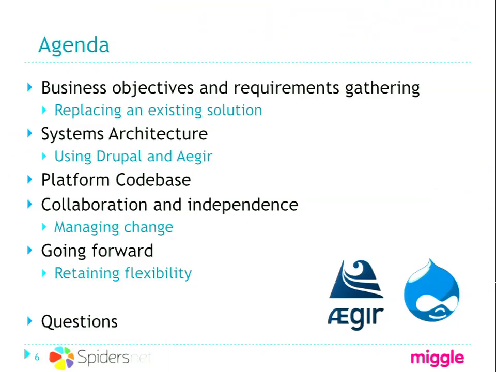And what we'll be covering: we'll look at the business objectives, how we met them, requirements gathering and replacing the existing solution. We'll cover systems architecture and specifically how we use Drupal and Aegir. Then something on the platform codebase. We'll talk about how we collaborated with the client and how we strive to give them the independence to run that solution, how we manage change as part of that, and what things look like going forward, and how we've delivered that and tried to allow the client a level of flexibility. And then at the end, we'll take any questions that you have.